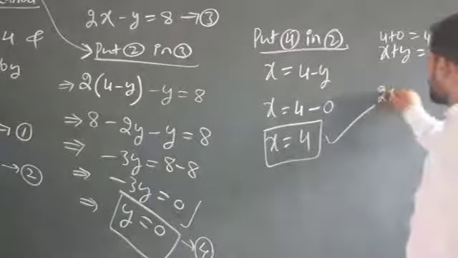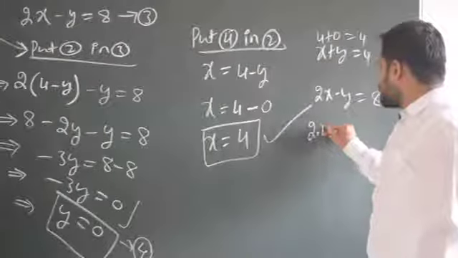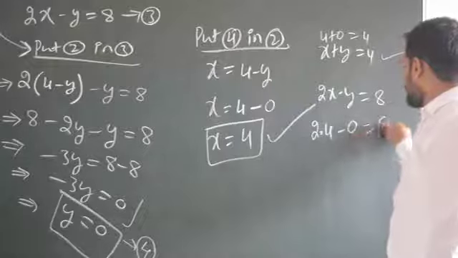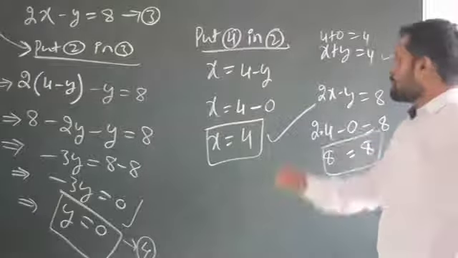Now the second is like 2x minus y is equal to 8, no? So you can have a look. 2 into x is like 4, minus y is 0. So I am going to get 8 only. 2 into 4, 8. 8 minus 0 is 8. 8 equal to 8. So these solutions are correct.